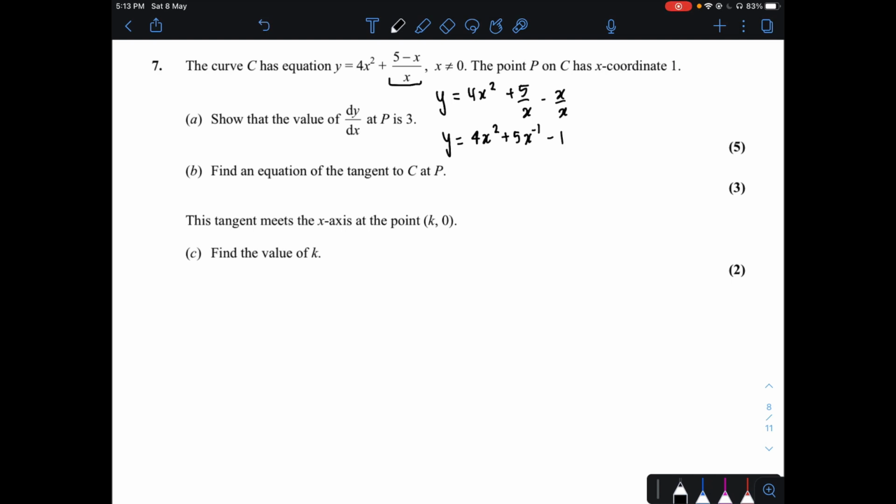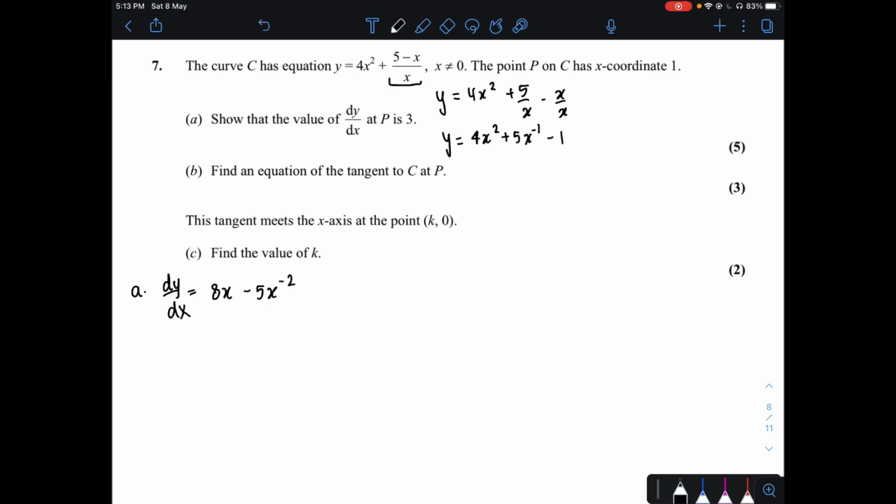So, show that the value of dy by dx at P is 3. First we need to find the differentiation of this, so we have to find dy over dx. That's pretty simple. We bring down the power and subtract 1. So 4x squared becomes 8x, and 5x to the power minus 1 becomes minus 5x to the power minus 2. The minus 1 differentiates to 0.